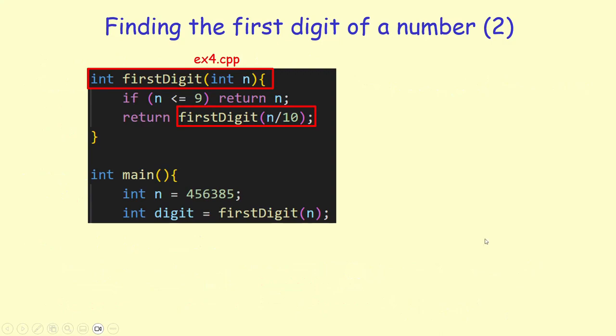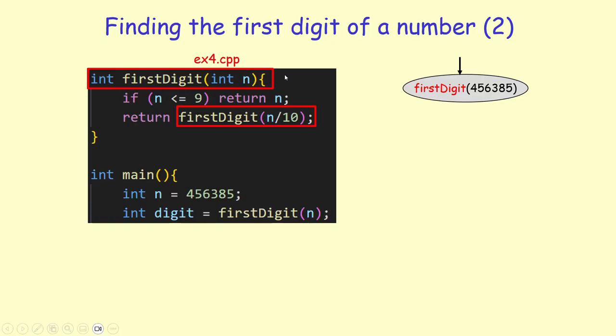So here is the code for it. Integer first digit, integer n. If n is less than or equal to 9, return n. That's our base case. Otherwise, the recursive call is just peel off the last digit by dividing the number by 10, and then return the result. That's it. We don't have to do anything after we return from the recursion. The result of the subproblem is also the solution to our bigger problem.